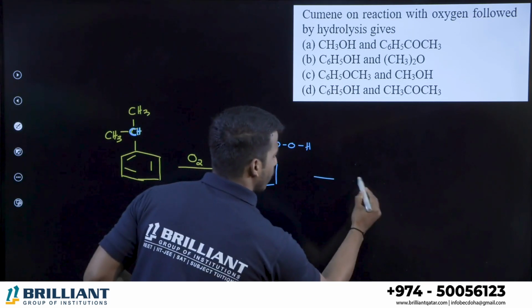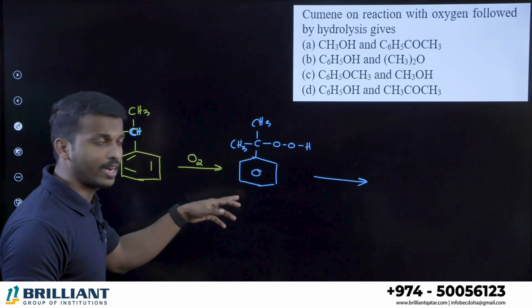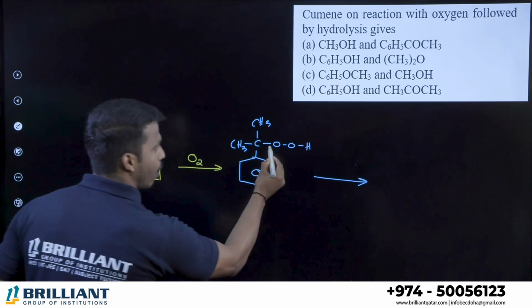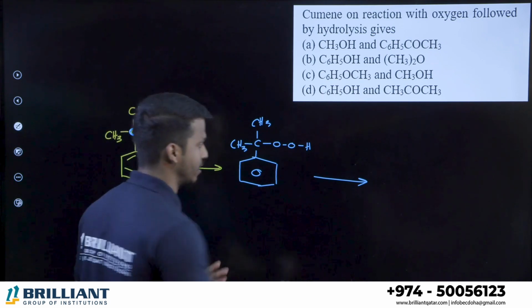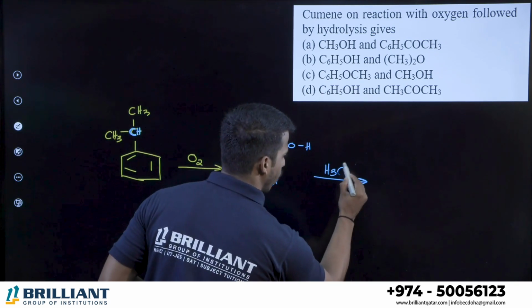Alright. Now, what is the name of it, as you may have studied? Cumene hydroperoxide, because a peroxide linkage is there. What is the last step? Acid hydrolysis, treating with H3O+.